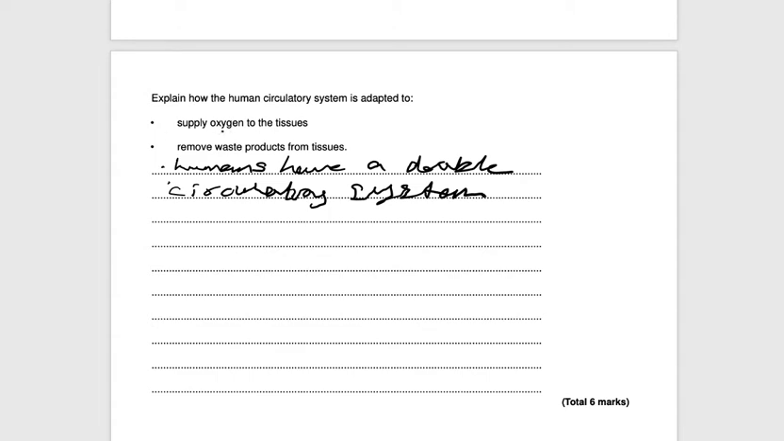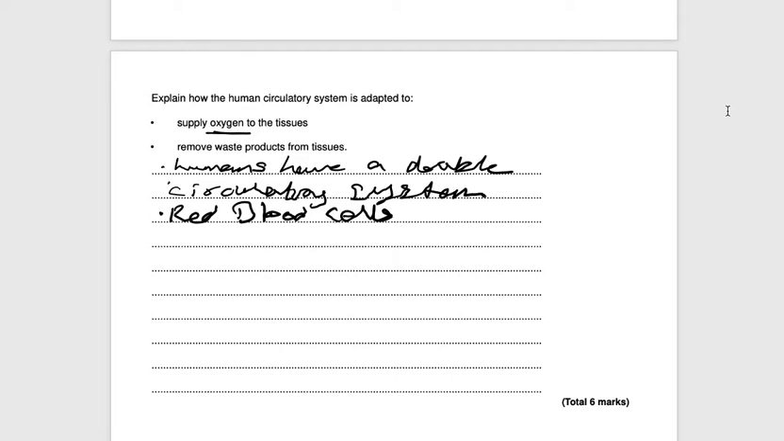How do they supply oxygen to the tissues? Now, when we're talking about that, we need to be talking about red blood cells. Red blood cells carry the oxygen to the organs of the body, and they are specialized. They don't have a nucleus. You could also say that in your answer. They don't have a nucleus, which means that there's more room for the oxygen. So they carry the blood to the organs of the body.